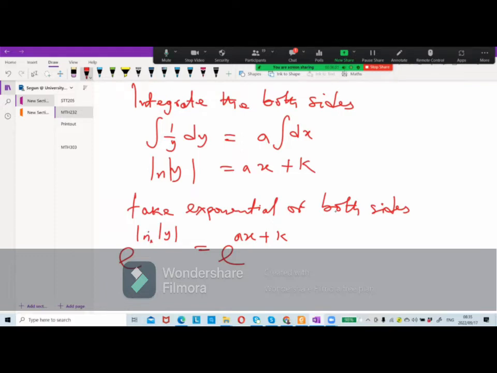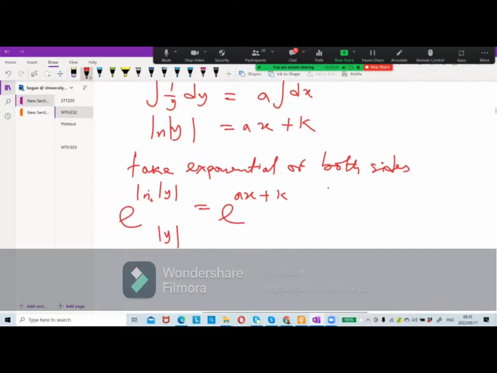So at the end of the day, when you raise it up, what do you have? You have modulus of y, which is positive. We are taking the positive aspect of it. And this will be exponential ax times exponential k. Remember, when you have e raised to power a plus b, it is the same thing as e raised to power a times e raised to power b. So that is what we use here.